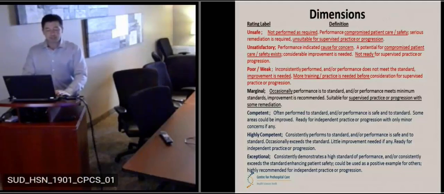Ideally, the success cut score would be a 4.1, so it's kind of in between competent and highly competent. Correction on that, it would be between marginal and competent.